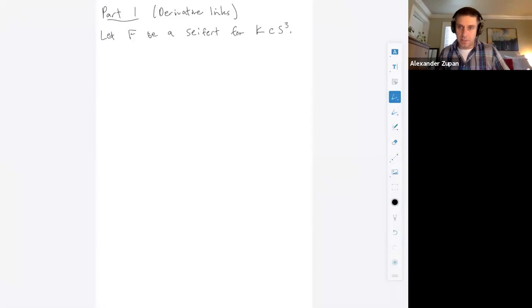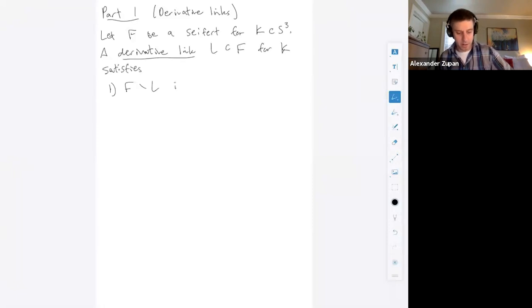Sometimes a derivative link is also called a metabolizer. A derivative link L is contained in the Seifert surface F for K, and satisfies these 2 conditions. So I require that if I cut the surface F along the link L, this is connected and planar.